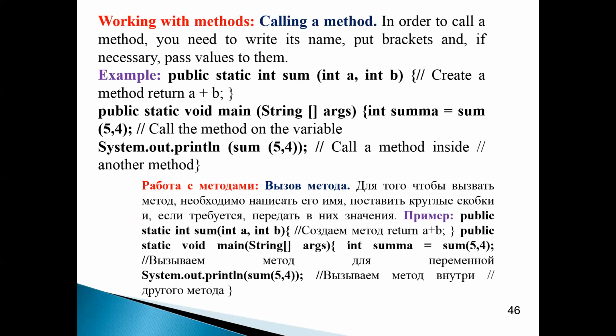Calling a method. Working with methods. In order to call a method, you need to write its name, put brackets, and, if necessary, pass values to them. You can see examples. Please look carefully at this programming code with comments. First line, create a method, return a plus b. Next line, call the method on the variable. And last line, call a method inside another method.